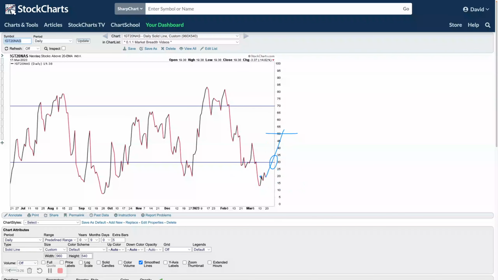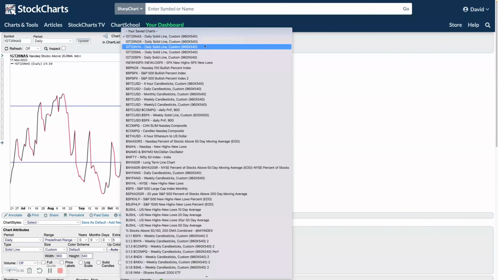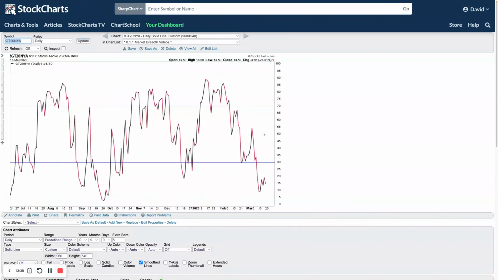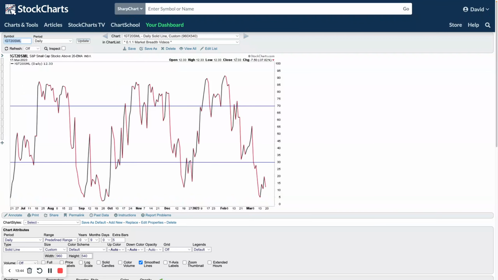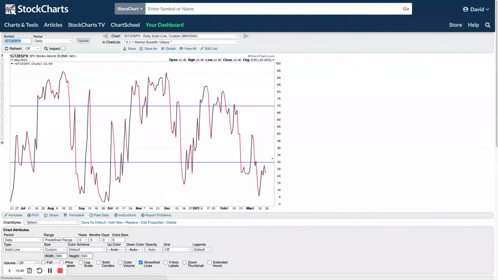So we'll look for a strong move back through the 30% level and ideally back through the 50% range as well. At the same time, we want to see a strong thrust back through and out of the lower zone. So after you've had a period in the lower zone, you want that strong move, and you want it to happen in the NASDAQ composite, the NYSE, which you can see at the moment is at 14.5%. You want to see it happen in all of these, the small caps, which is at 12% at the moment, and the S&P 500, which is at 22.4% this week.